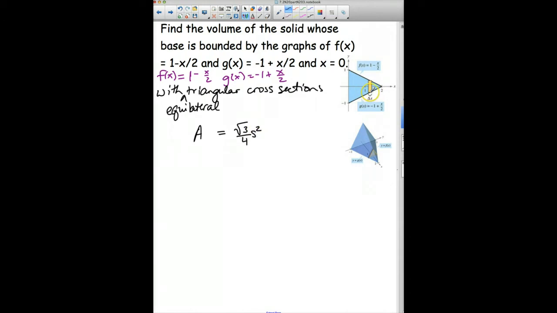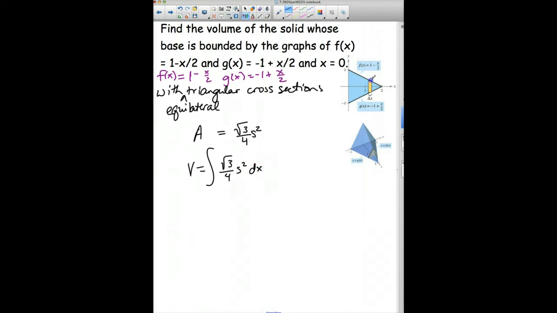The width of our triangles is delta x. So the volume of one triangle would be the square root of 3 over 4 s squared with respect to x. So that's area times the width of one triangle. And we want to add up an infinite number of them, so we're going to integrate that, and that will give us volume. Now we've got to figure out something to use for s, and we've got to find our limits of integration. Oh, and we didn't even talk about if we're doing this with respect to x. But notice our representative rectangle is perpendicular to the x-axis. So we are integrating with respect to x.